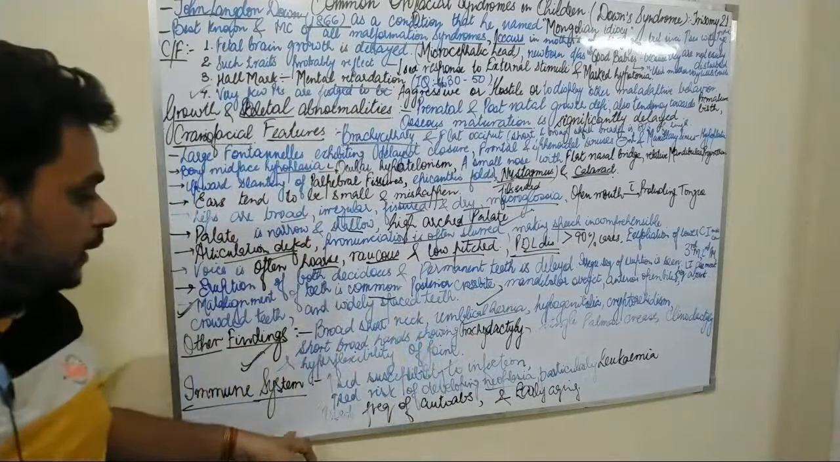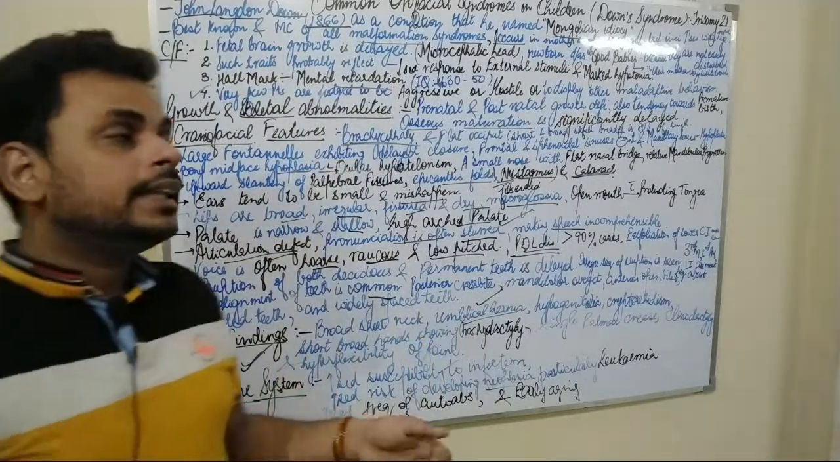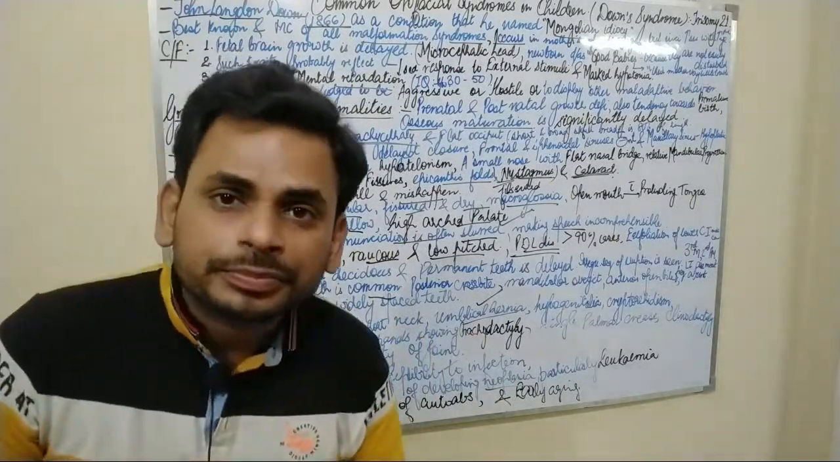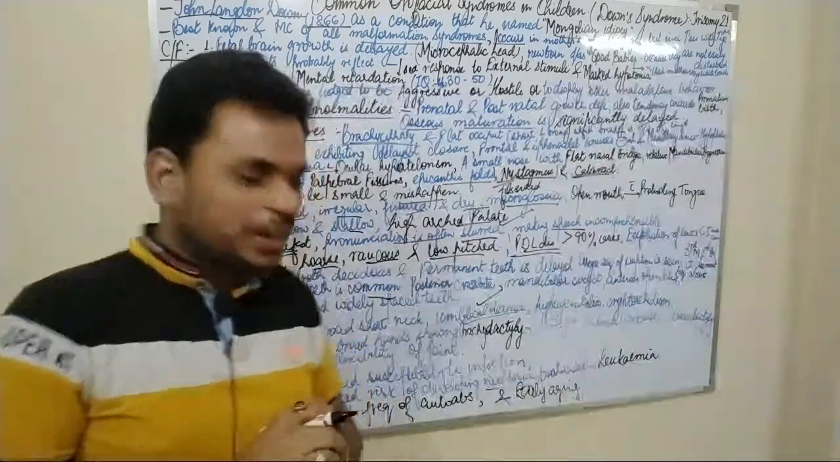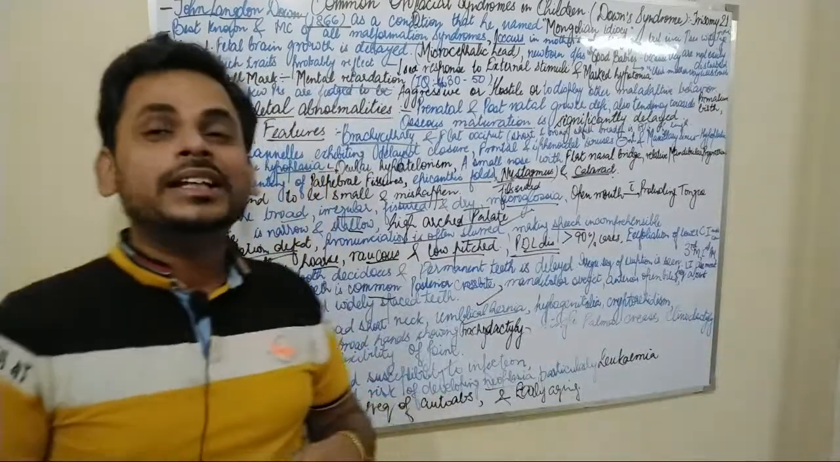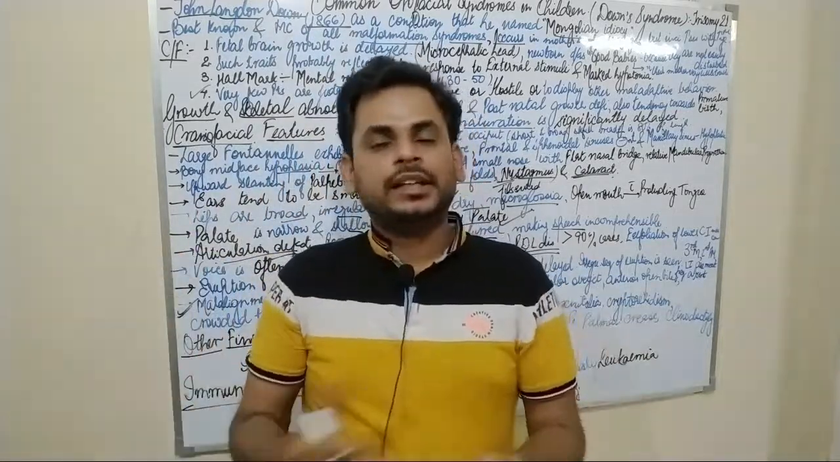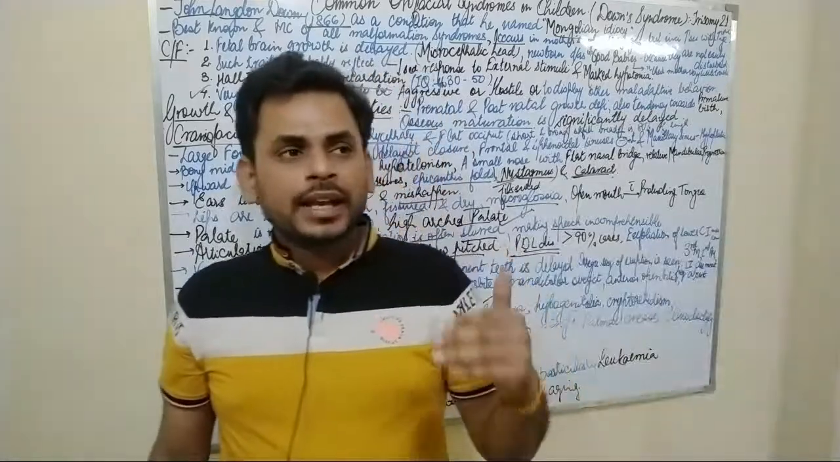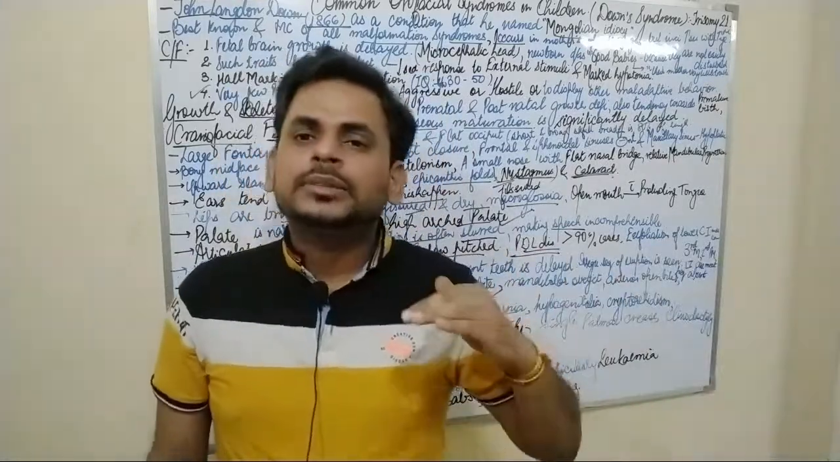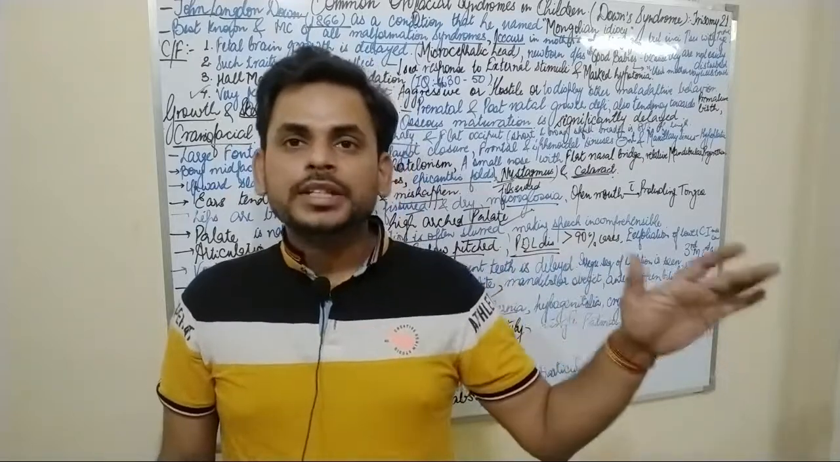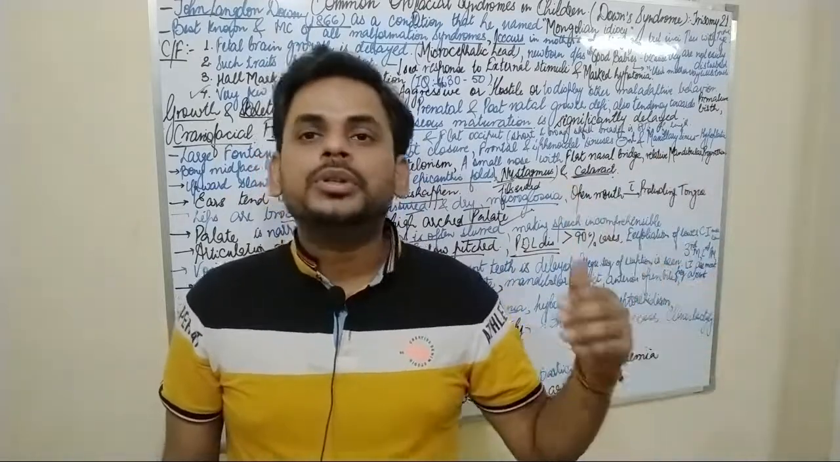Now moving on to the next feature: there is an increased frequency of autoantibodies, and these children are going to age earlier. Their growth will be stunted, they are mentally retarded, and they start aging very early. As compared to the normal aging process, these children are going to age earlier.